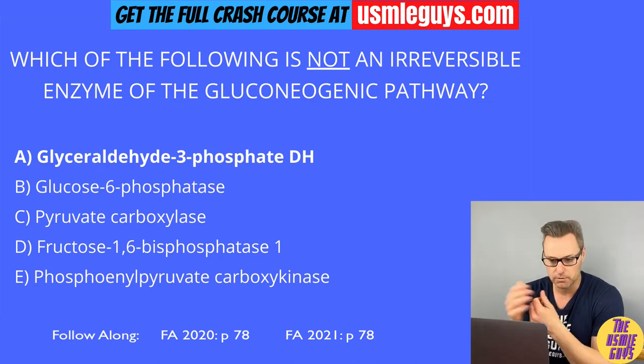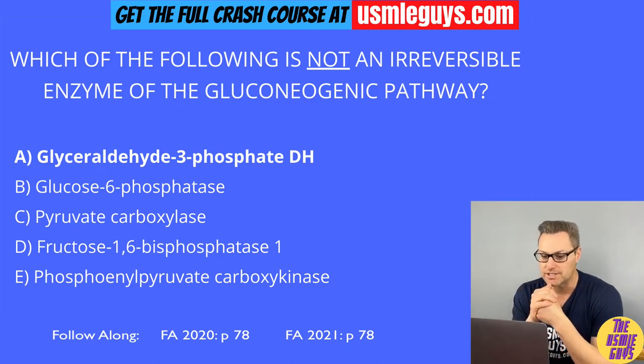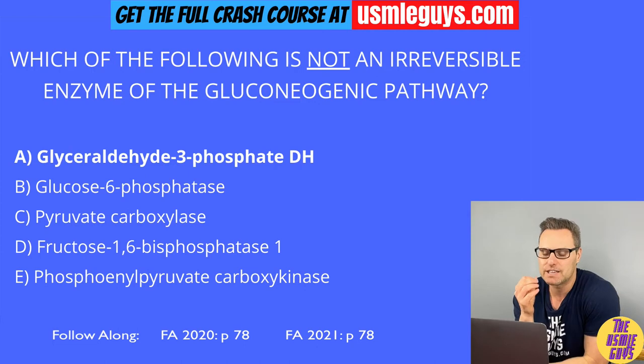Now, PEP carboxykinase is next. PEP is phosphoenolpyruvate. And this enzyme is found in the cytosol, and it converts oxaloacetate into phosphoenolpyruvate. This step requires GTP. Fructose 1,6-bisphosphatase is another cytosolic enzyme, and its job is to convert fructose 1,6-bisphosphate into fructose 6-phosphate. Now remember from earlier that this is activated by what?